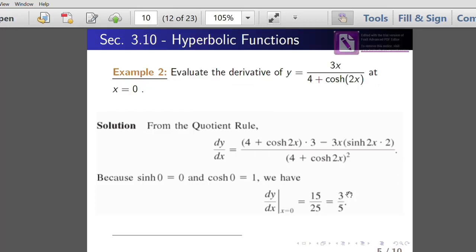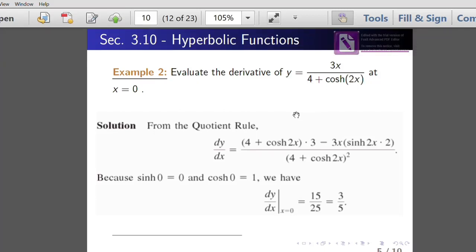Then we have example 2. Evaluate the derivative of y equal to 3x divided by 4 plus hyperbolic cosine 2x at x equal to 0. So here we need to use the quotient rule. First we differentiate 3x and then we multiply it by this one. Minus, then we need to differentiate 4 plus hyperbolic cosine 2x and we multiply it by 3x. Divide by (4 plus hyperbolic cosine 2x) all squared.